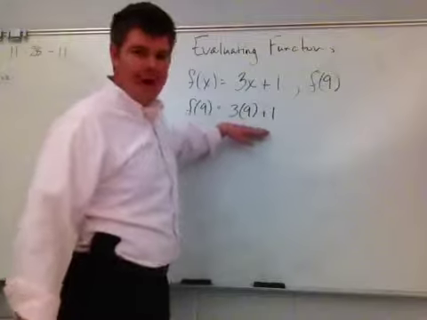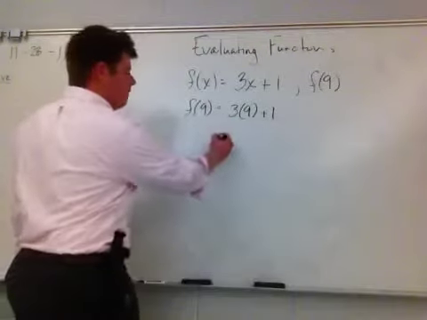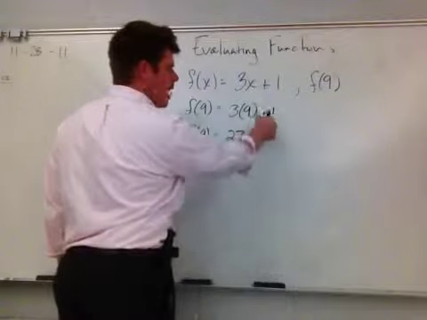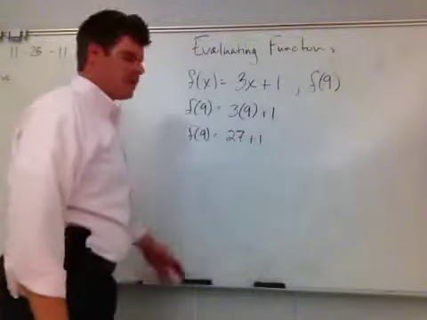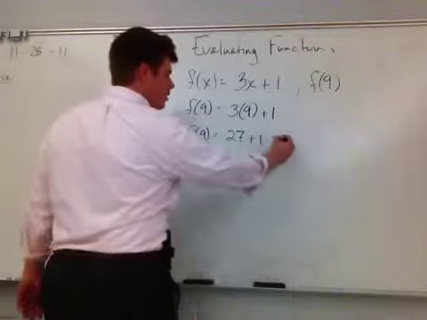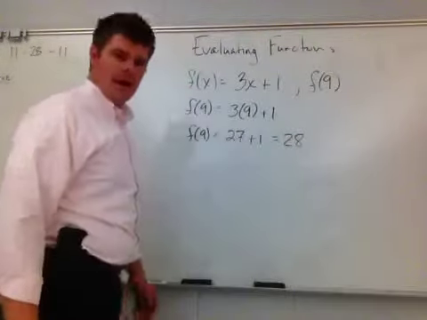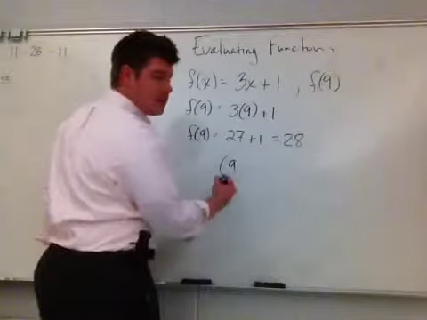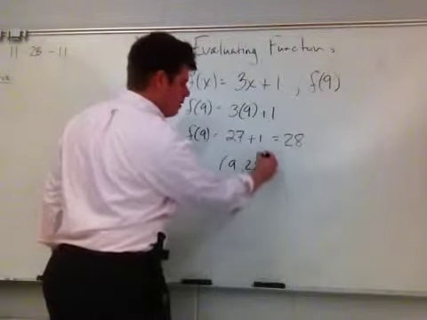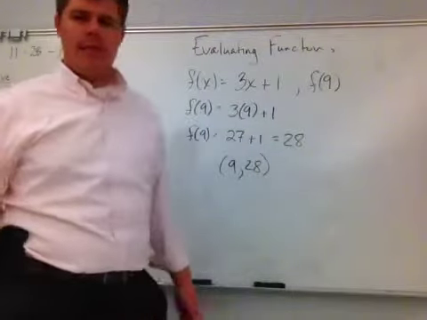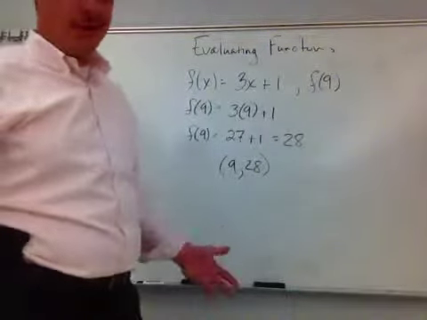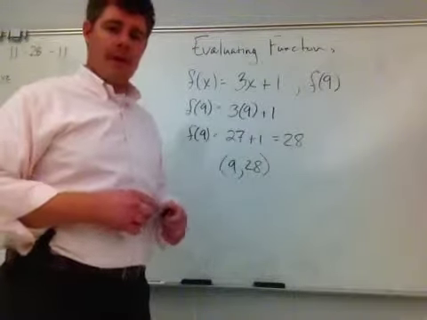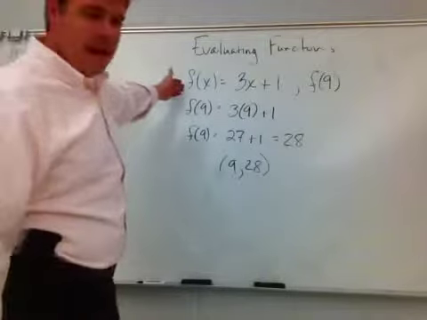So now I'm just going to go ahead and evaluate it. So I've got f of 9, 3 times 9, which is 27, add 1. So in this case, I get 27 plus 1, which is 28. So therefore, if I were to write this in coordinate pairs, my input x value is 9 and my output is 28. And the whole reason I evaluate functions is to create coordinate pairs so I can draw its picture. So I hope that helps for evaluating functions of f of x notation.